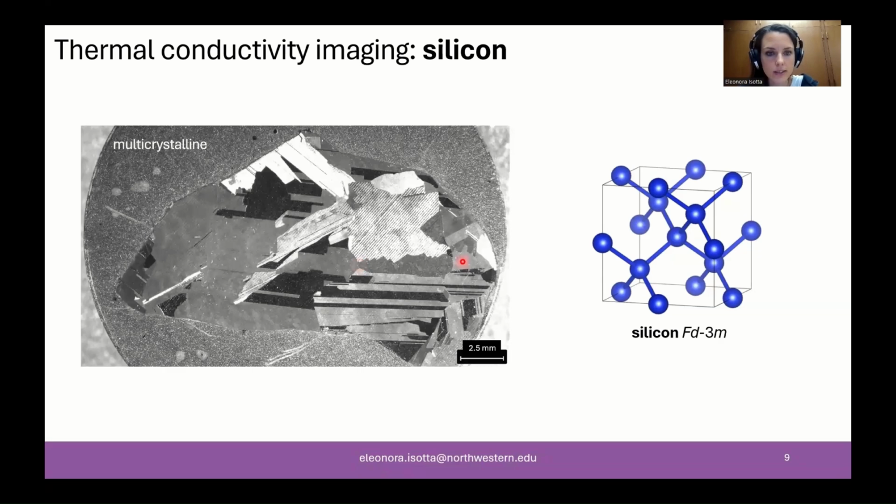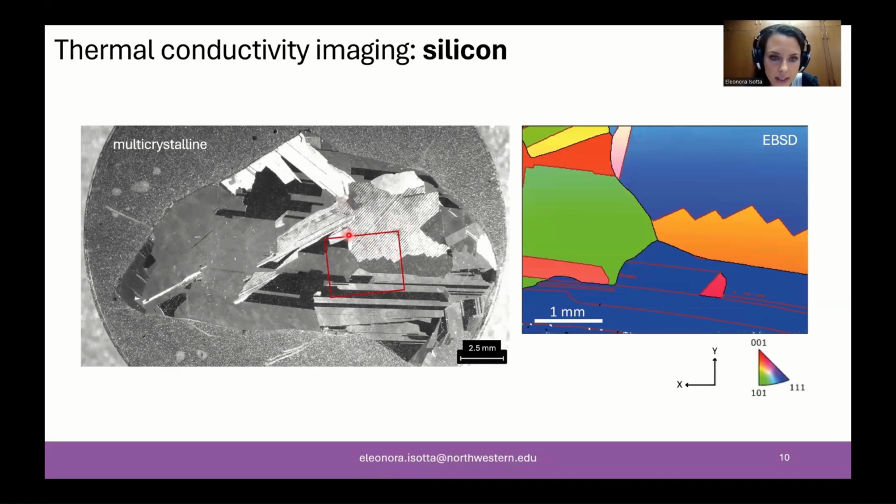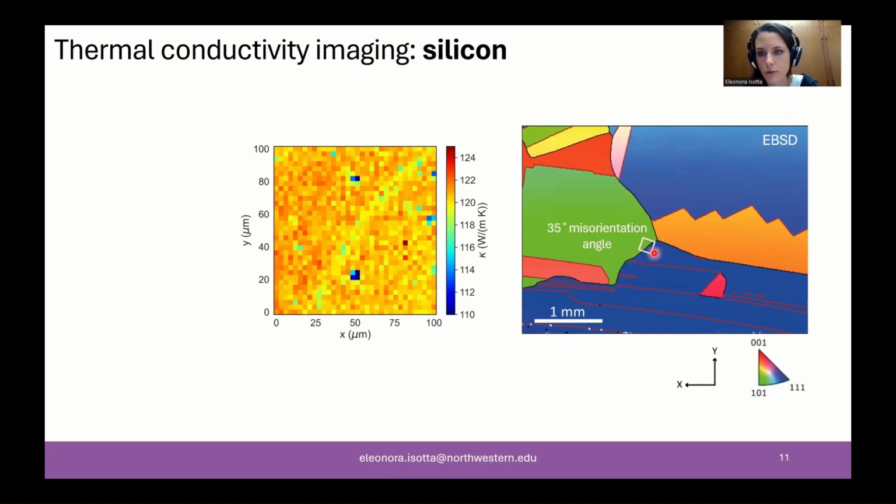So for this study, we decided to adopt a sample of multicrystalline silicon, that is silicon with millimeter-sized grains. We identified an area of interest and performed an EBSD, or electron backscatter diffraction, to identify the local orientation and see where the grain boundaries are. We found a grain boundary of interest. This in particular was a high angle grain boundary, and we performed the thermal conductivity imaging across this boundary. So this is the first result that we got.